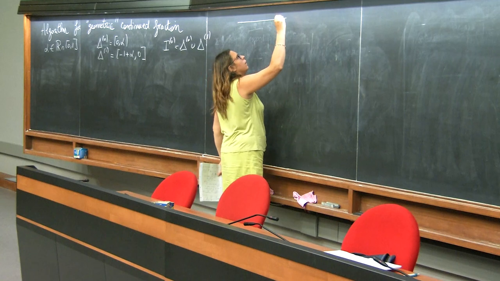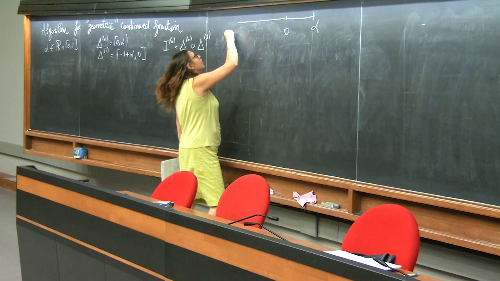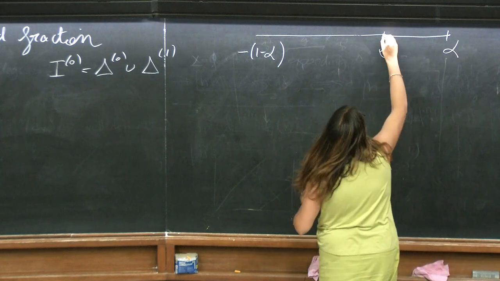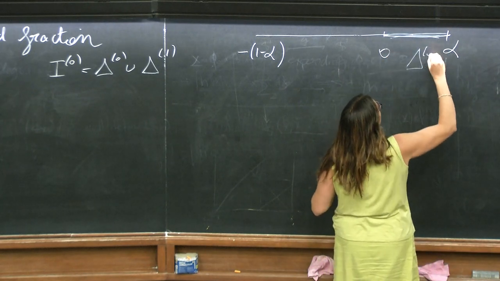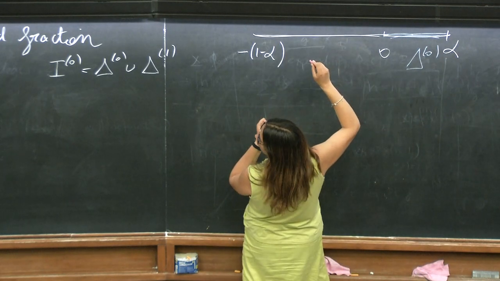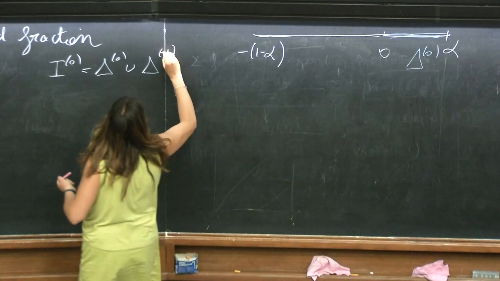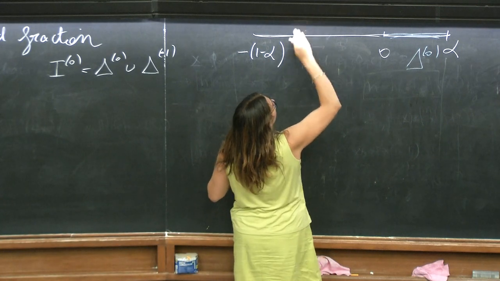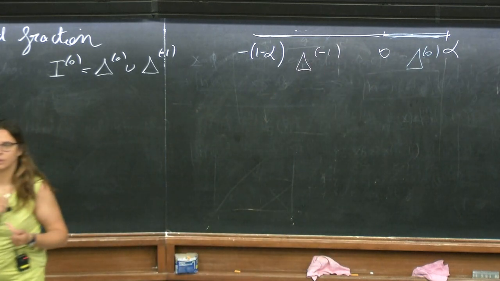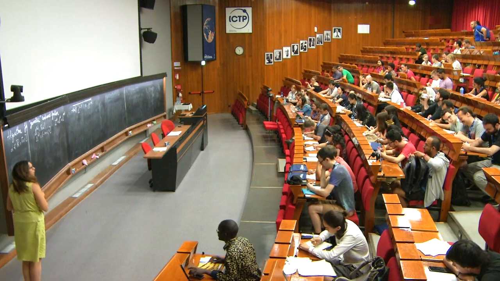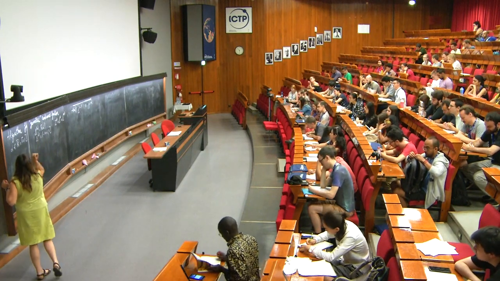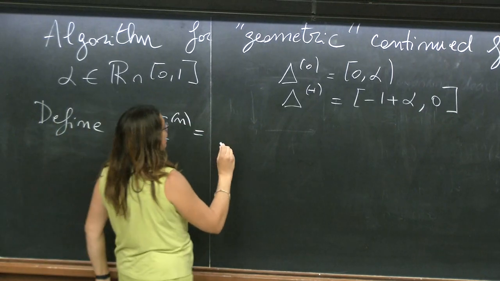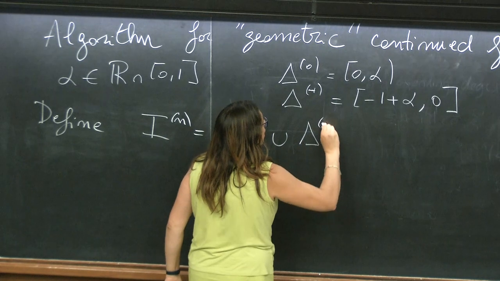A picture here: 0, alpha, minus 1. Delta 0. I already did it wrong. Delta minus 1, I want this to be minus 1. Thank you. So we take alpha, we build these two intervals, and I want to define now inductively intervals I n, which are made by delta n union delta n minus 1.